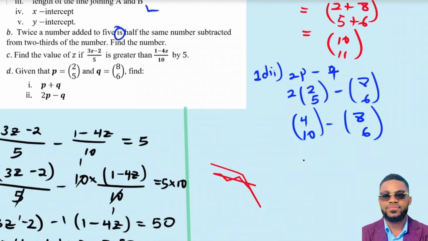So at this point, we just have to subtract corresponding components. So we have 4 minus 8, that will be for the x component, and for the y component, we have 10 minus 6. So we are going to get (-4, 4). So that is the answer.